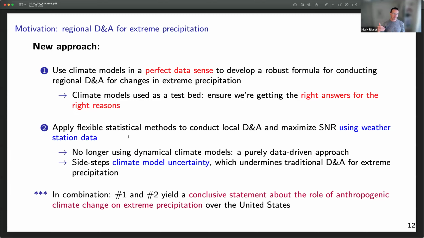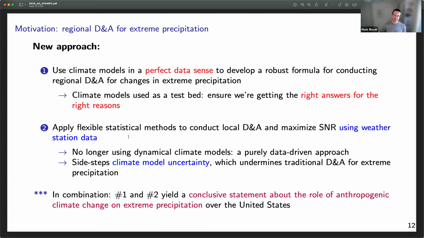So to give a roadmap here for the methods: the first thing, in a new way of approaching this regional detection and attribution problem, is that we are still going to use global climate models, but we're going to use them in a perfect data sense, or in testbed mode. We're going to use these to set up a formula for how we can do regional detection and attribution. And using them in this testbed mode, where we know what's happening, ensures that we have a good formula that's appropriate for what we're looking at, and makes sure we're getting the right answers for the right reasons here.